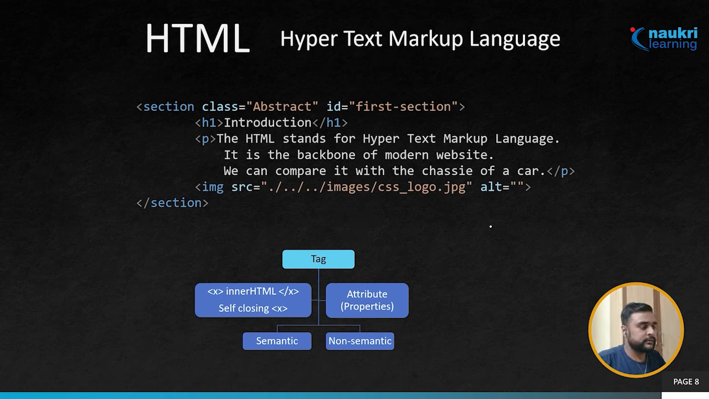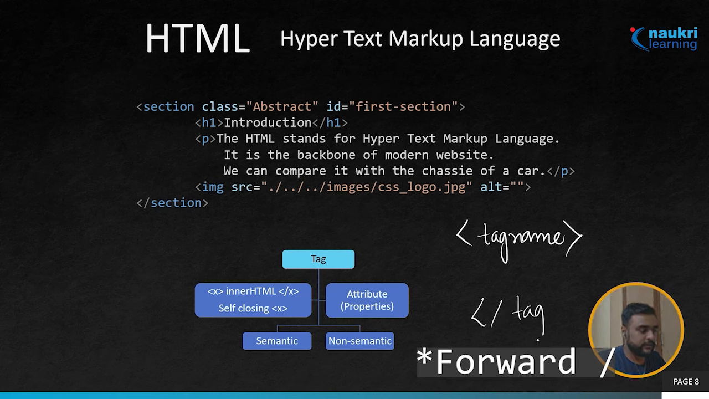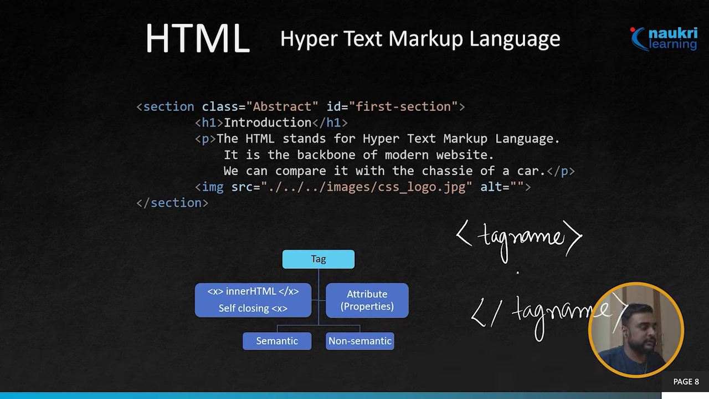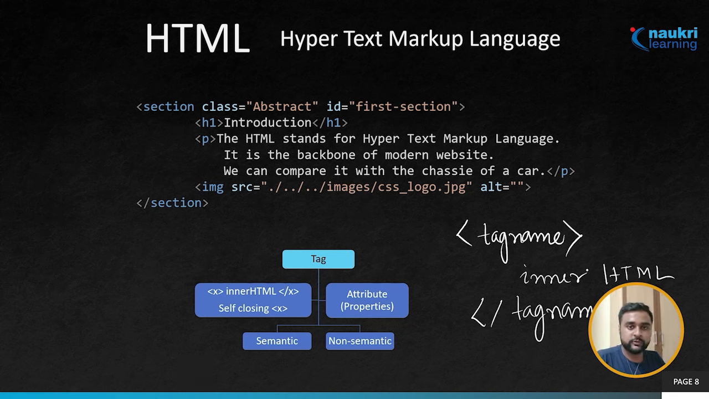HTML tags. This HTML tag starts from this. Then we have a tag name. So basically this is a starting tag, and if we want to end something, then again very similar with a backslash, same tag name, and end. And inside this thing is called inner HTML. Inside this tag also we can create some buttons, we can create image or anything.